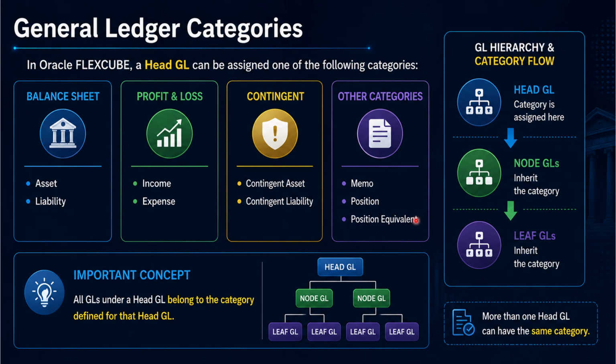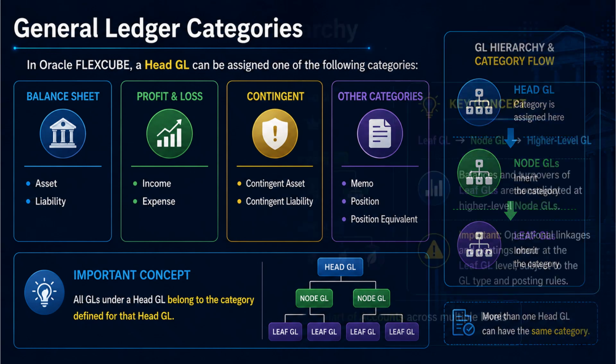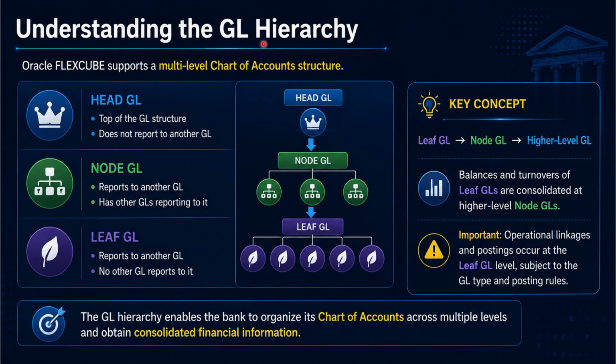An important point to understand is that the GL category is assigned only at the head GL level. All node GLs and leaf GLs under that head automatically belong to the same category. Therefore, the category is not independently assigned at every level of the GL hierarchy. Also, Oracle FLEXCUBE allows more than one head GL to have the same category. This category-based structure helps organize the bank's general ledger while maintaining a clear hierarchical relationship between head, node, and leaf GLs.